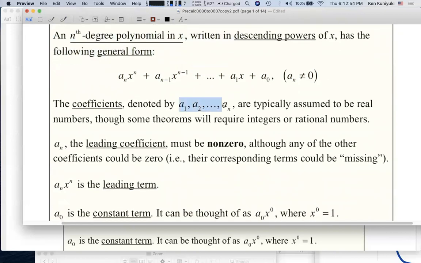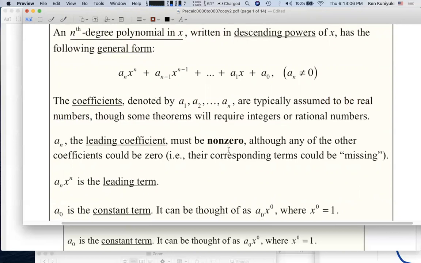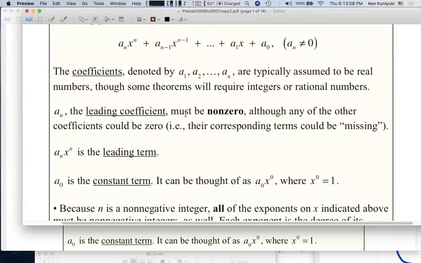The a sub 1, a sub 2, etc., these guys are the coefficients. They're the numbers in front of the powers of x. And we're going to have real numbers as coefficients, although later on, in very high math, they can be imaginary. Again, the leading coefficient must be non-zero, although the others could be, right?